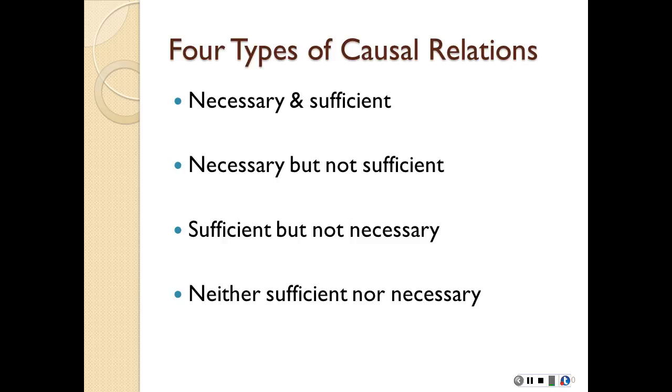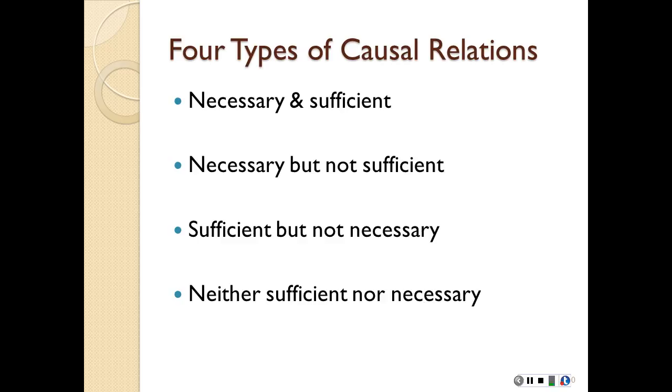A factor can be sufficient but not necessary, meaning that just having that exposure alone can cause the disease. However, you don't have to have that exposure to get the disease. There are other things that can cause it as well. For example, vitamin B12 deficiency can cause anemia, but there's other things that can cause anemia as well, right? So B12 deficiency alone is a sufficient cause for anemia, but you don't have to have B12 deficiency in order to get anemia. There are other things that can cause it.